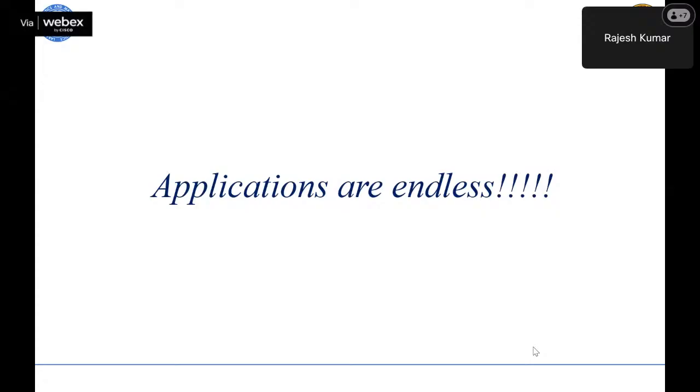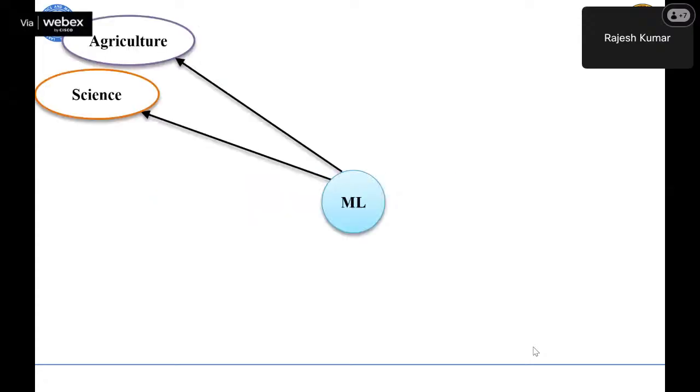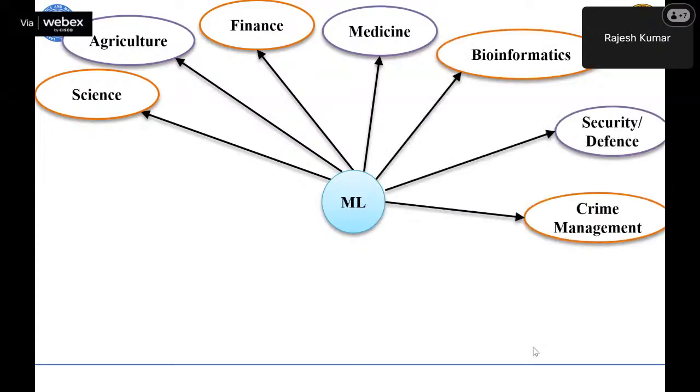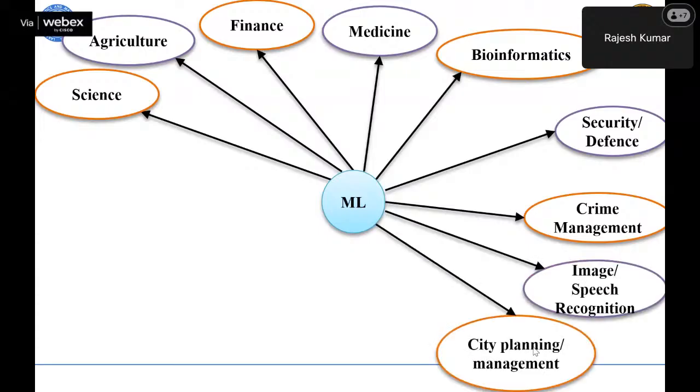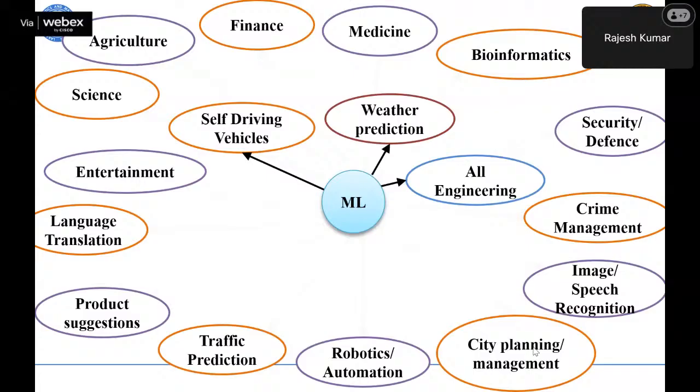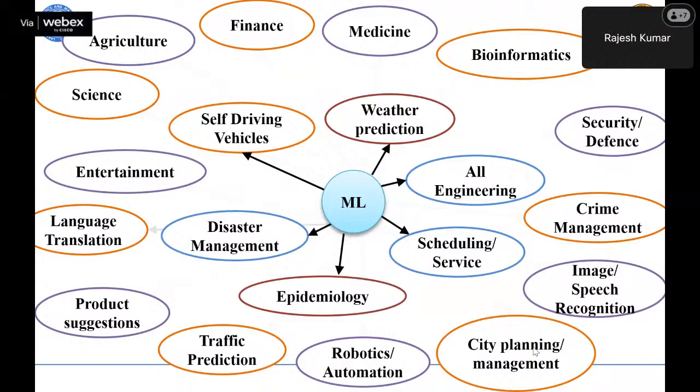And we talk about applications, which are endless. You can find a lot and lot of applications. If you look around, you'll find applications in science, physics, chemistry, bio, full of it. Agriculture, where you can think of predictions, crop disease, greenhouse. Lots of new applications are coming up. Finance, medicine, bioinformatics, security, defense, crime management, image processing, robotics, automation, traffic prediction, product suggestion, language translation, entertainment, self-driving vehicles, weather predictions, and all engineering with scheduling, epidemiology, disaster management.